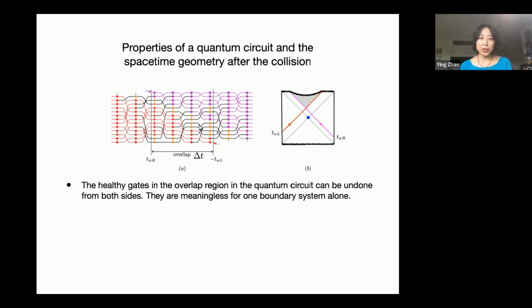And recall that when you have one perturbation, the healthy gates after the perturbation comes in are stored in this shared interior region. So now you have two perturbations. Let's look at the healthy gates in this overlap region. They are healthy, so they must be in the shared interior. And they are in this overlap region, so they are behind both signals. And we will identify the healthy gates, the orange dots here, in this overlap region with the post-collision region.